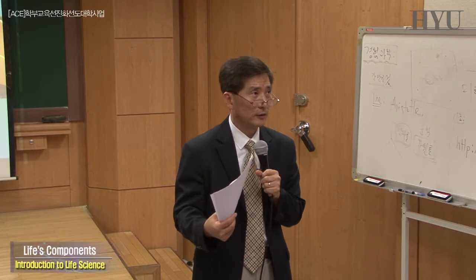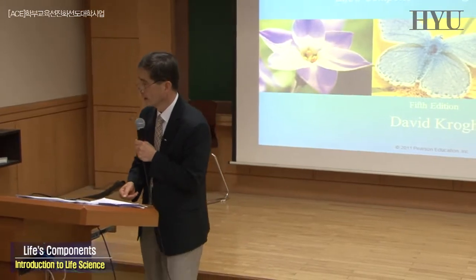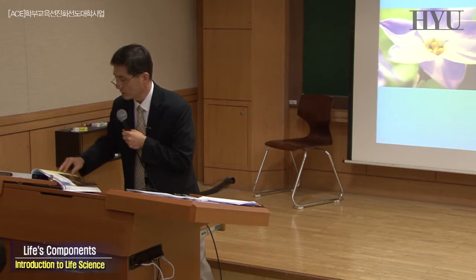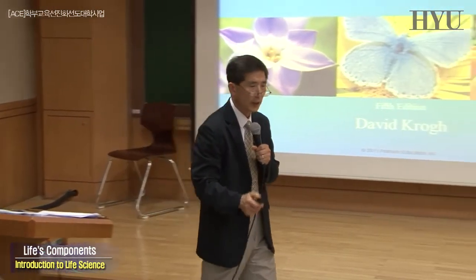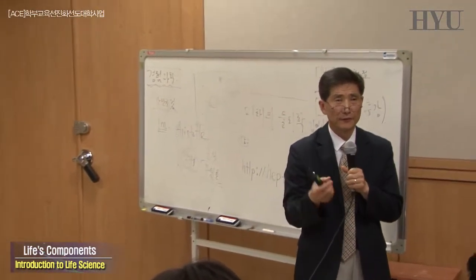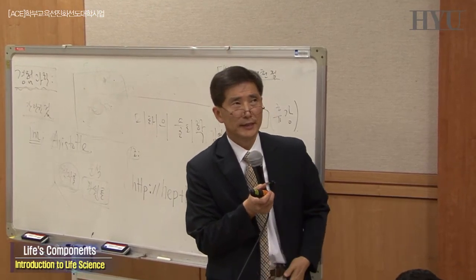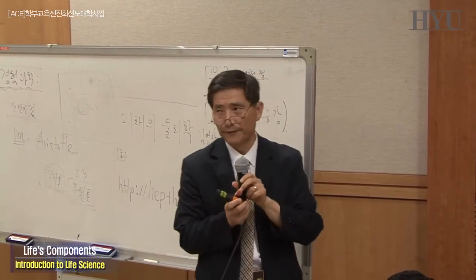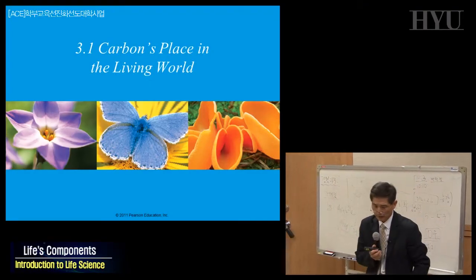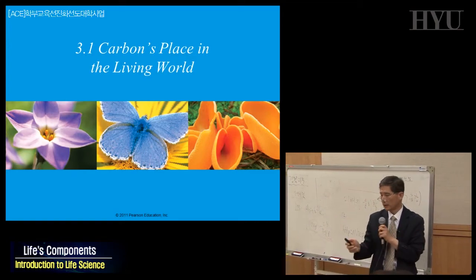All right. So let's go to chapter 3. Now it's getting a little bit more complicated than chapter 2. It's called Life's Components. We'll think about a few things in our body or what we eat, and some stuff in life. So, carbon's place in the living world. Carbon is very, very important. Why?